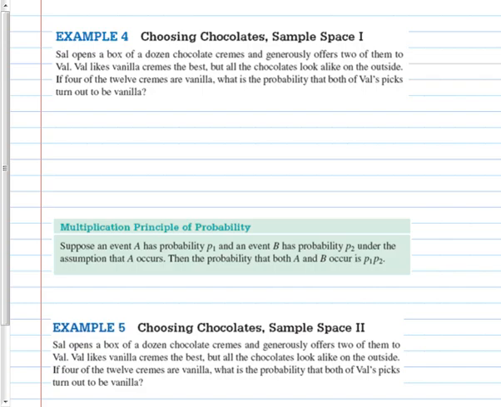So let's try this same problem done 2 different ways, and both of them are equally valid. Sal opens a box of a dozen chocolate creams, generously offers 2 of them to Val. Val likes vanilla creams the best, but all the chocolates look alike on the outside.